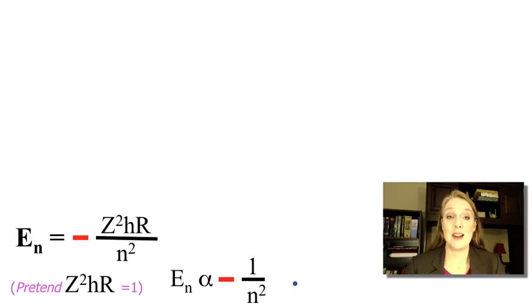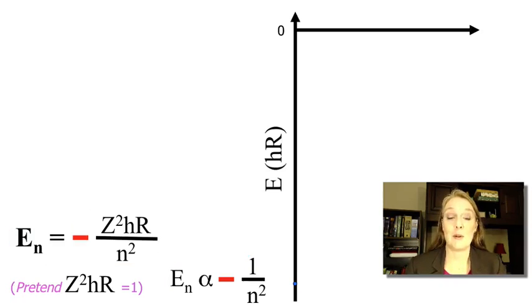In order to do this, as I have been doing throughout the course, I'm going to plot energy on the y-axis. In this case, the energy is a little bit more complicated because I've taken out that factor of Planck's constant and Rydberg's constant. And the next thing I'm going to do is plot minus 1 over n squared for a bunch of different values.